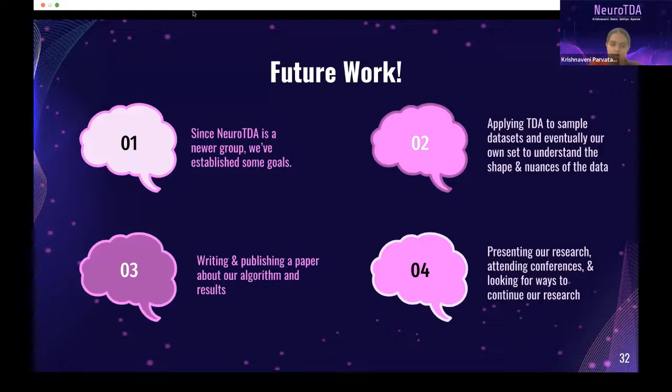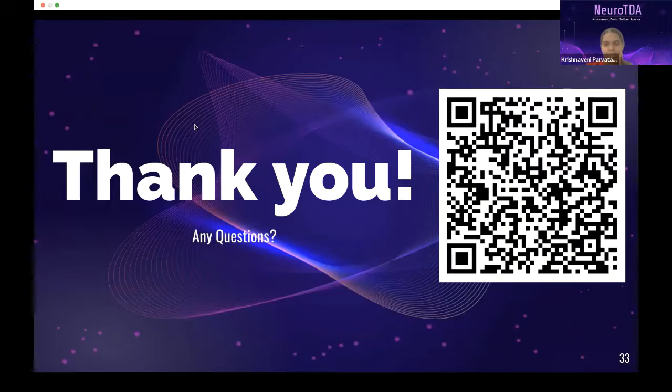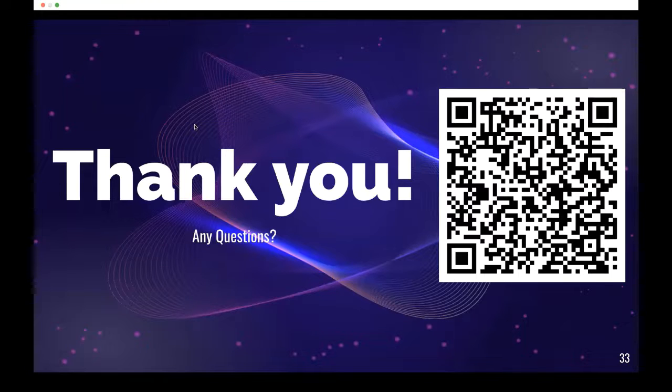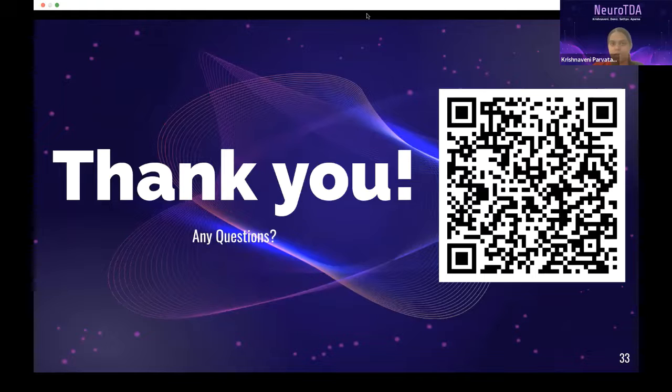We also want to write and publish a paper about our algorithm and its results. And we want to present our research at 10 conferences and look for ways to further it. Thank you so much for listening. And on the right, we have a barcode for our citations. And if you have any questions, now would be the time to ask them.